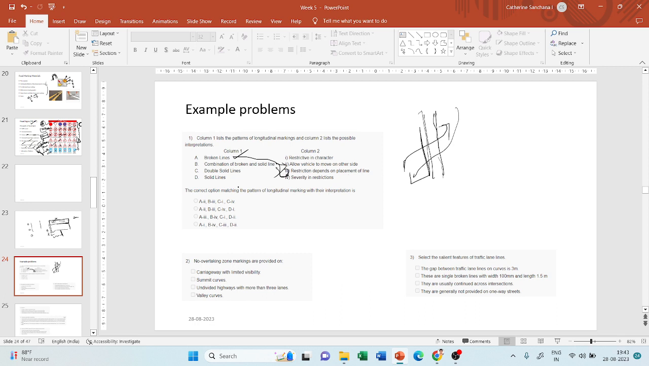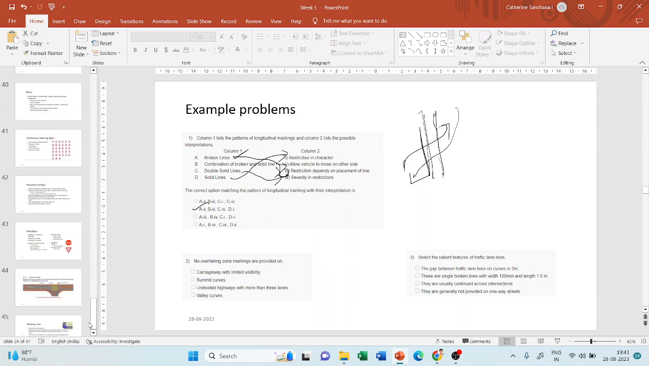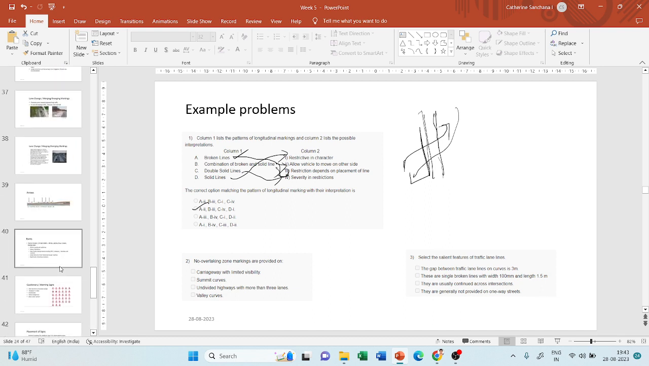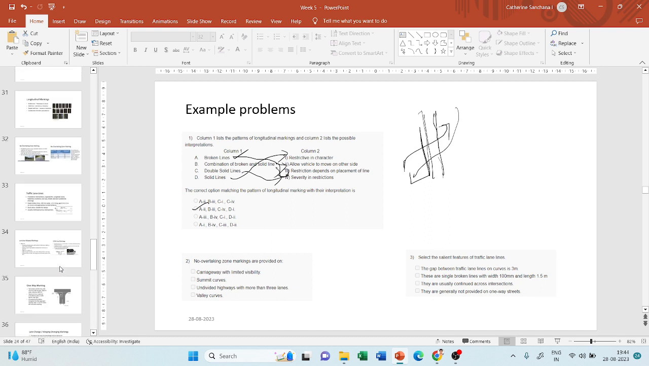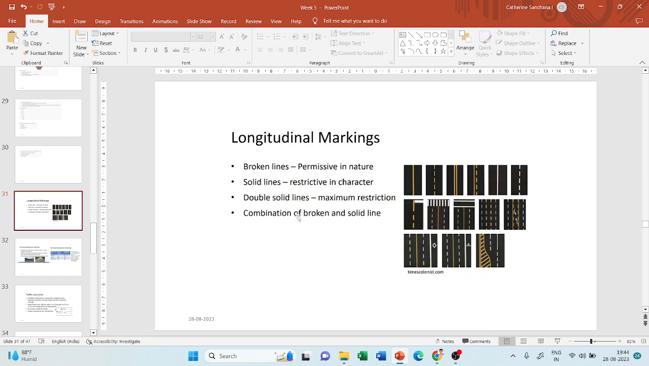Double solid lines mean severity in restrictions. So it is severely restricted, and a solid line is still restrictive but not as severe as double solid lines. So if you match all this, the answer to this is A. I've also added the slides corresponding to it.